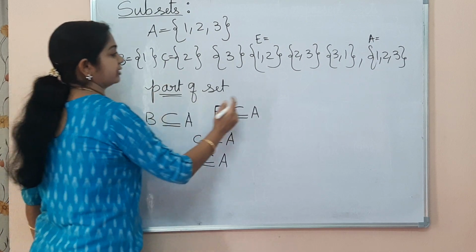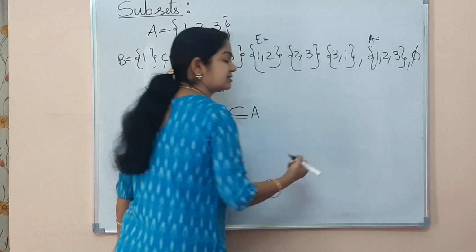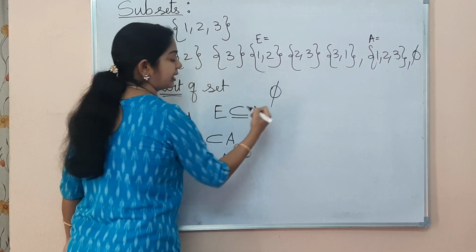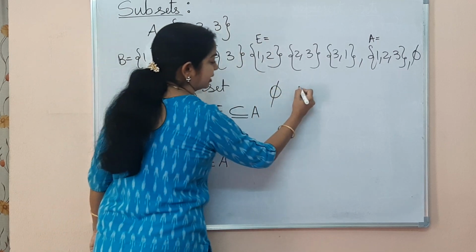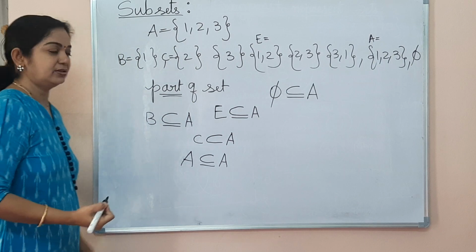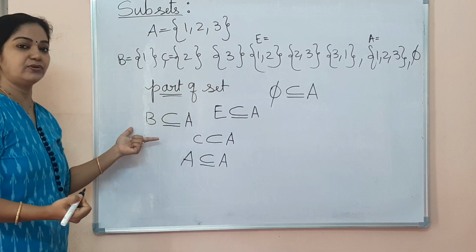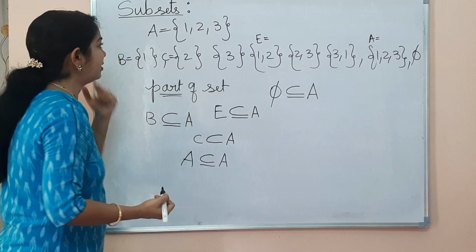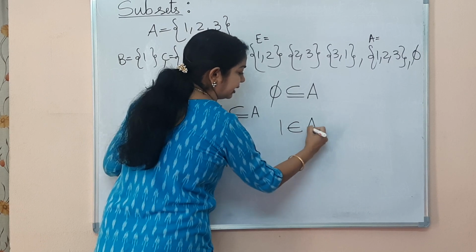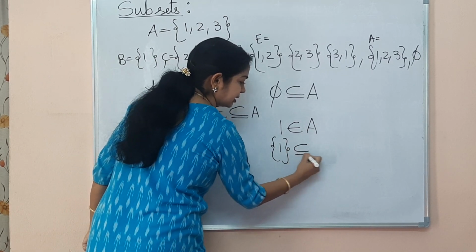And we also know the null set, isn't it? The null set is a subset of every set, because null set means no elements. You can say the null set is a subset of all sets. So subsets mean a part of the set. And don't get confused with belongs to. If I write that an element 1 belongs to the set A, whereas this set is a subset of A.